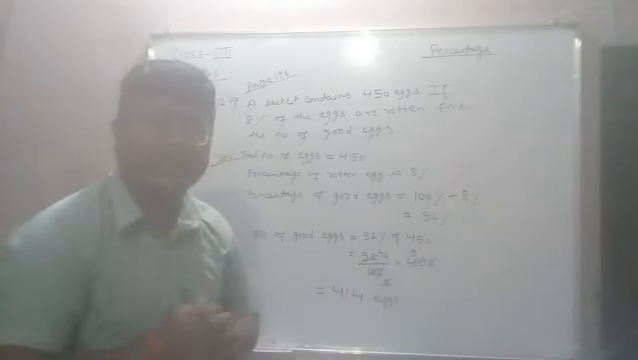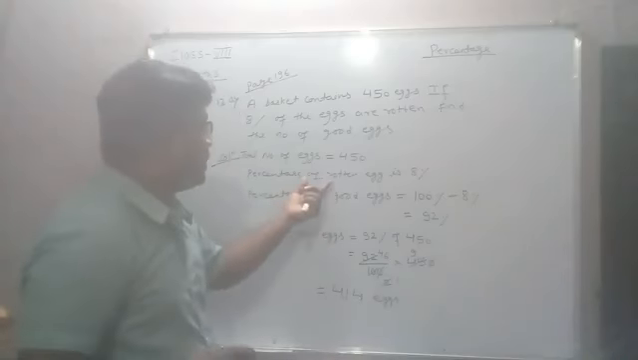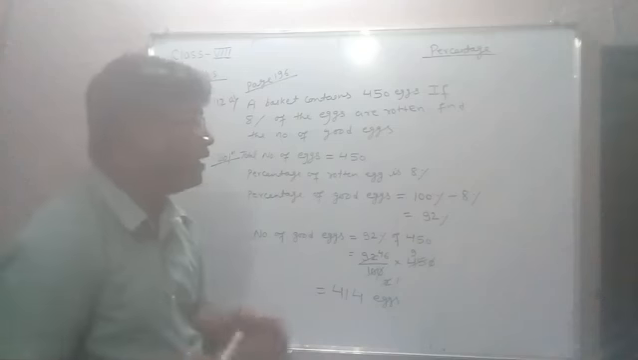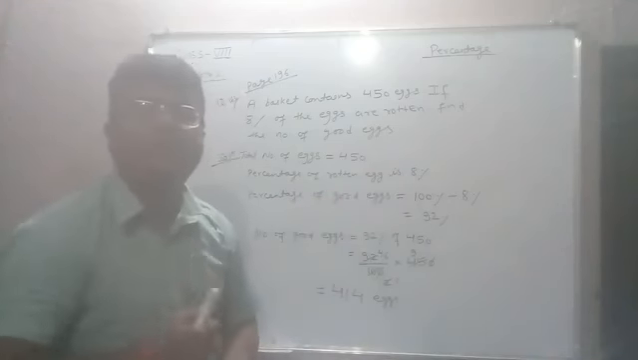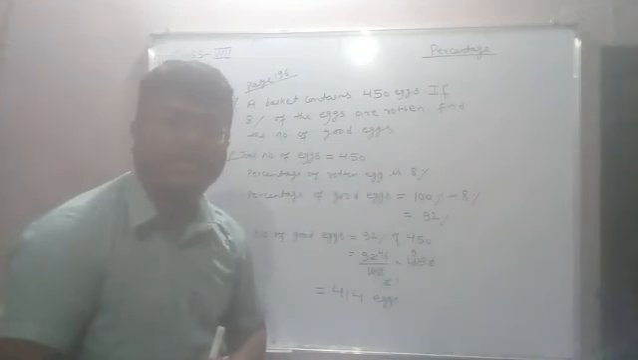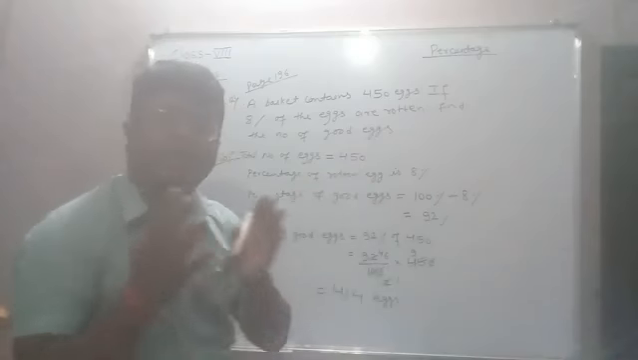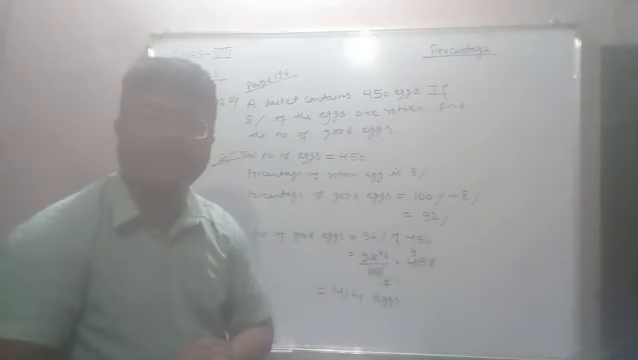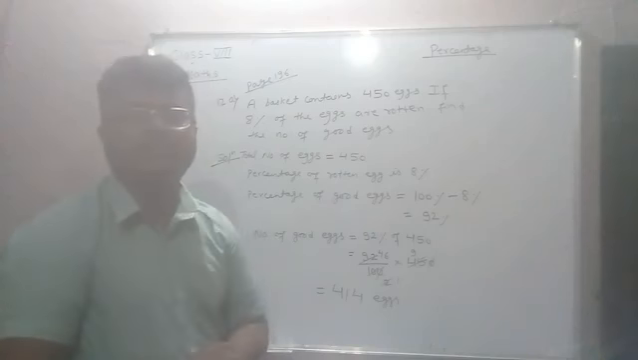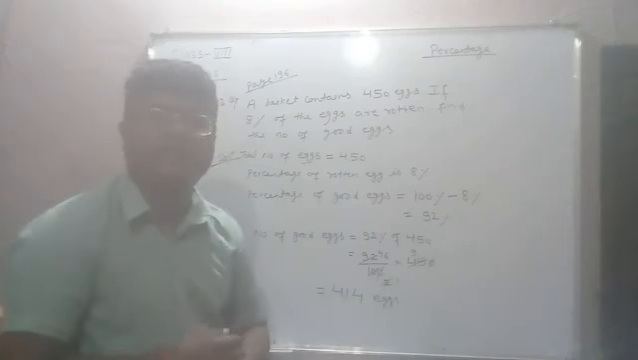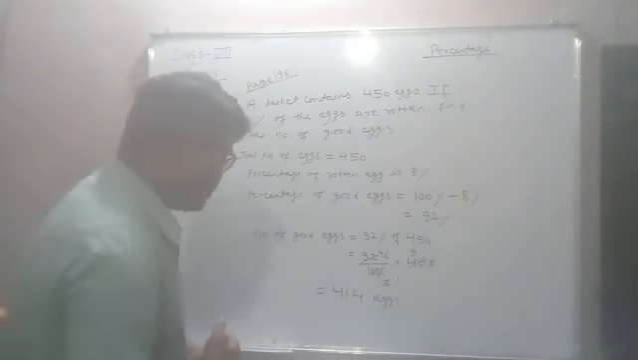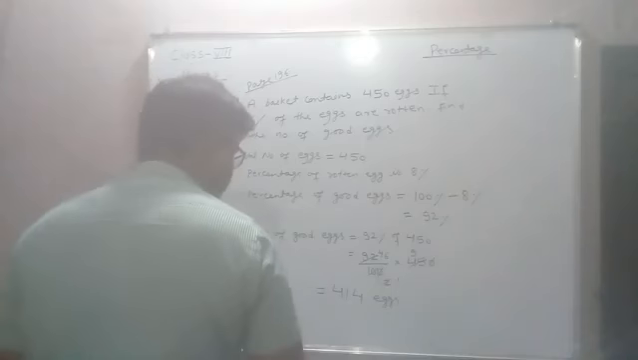In another way, you can find the number of rotten eggs first. If the percentage of rotten eggs is 8%, the number of rotten eggs is 8% of 450. You calculate the number of rotten eggs first, and the number of fresh eggs is equal to the total eggs minus the number of rotten eggs. You can do it that way also, and you will get the same answer. That's your choice, in which way you are going to do the question.